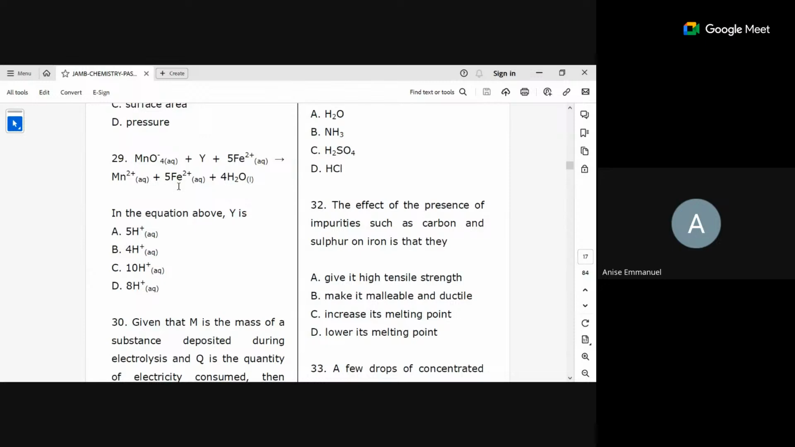Now, in this one, how do we balance it? How many moles of manganese? The first thing is, let's look at the number of atoms. The number of atoms of manganese is 1 here, 1 here also, balanced. Oxygen, we have 4 here, 4 here also, balanced. Iron 5, iron 5, iron 5. Now, hydrogen is 8 here. Hydrogen is what? 8 here.